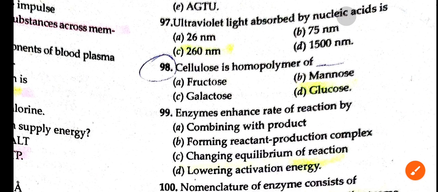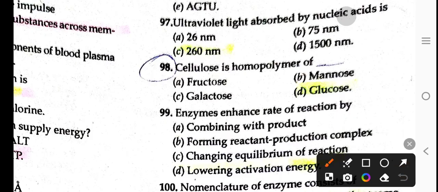न्यूक्लिक एसिड किस अल्ट्रावायलेट की रेंज को एब्जॉर्ब करते हैं? 260 नैनोमीटर की. Next, cellulose is homopolymer. Homo means which are made up of similar or one type of monomeric unit. So it is made up of glucose. Option number D is the right answer. And cellulose is an unbranched polymer.